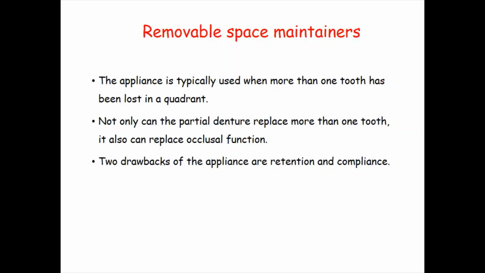First we will be dealing with the removable space maintainers. These appliances are typically used when more than one tooth has been lost in a quadrant. The partial denture replaces more than one tooth, and it can also restore the functional occlusal function of the jaw. The drawbacks of the removable appliance are that patient compliance is very important, which is not possible in young children, and the retention of the appliance.